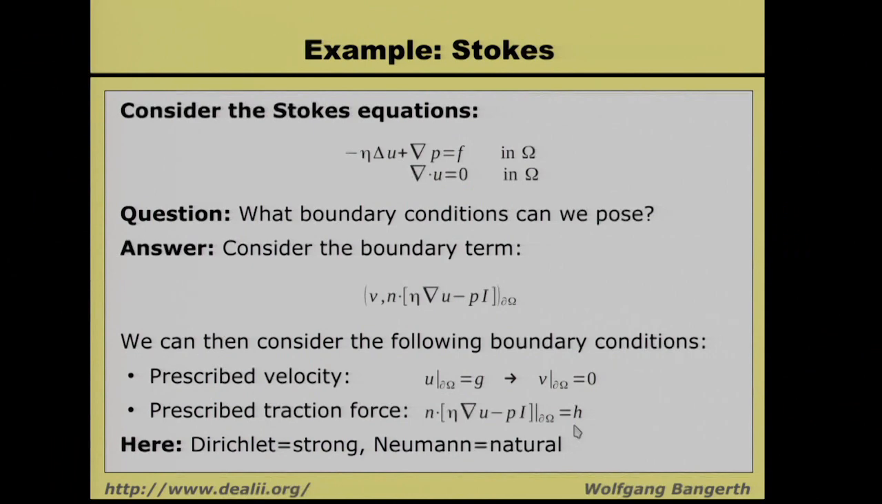So in a case like this, the Dirichlet conditions would be strong, these ones here, whereas the Neumann conditions would be natural again because they go into the bilinear form. I would replace this whole thing in the boundary term by h and bring it over to the right-hand side. So that's a natural boundary condition.